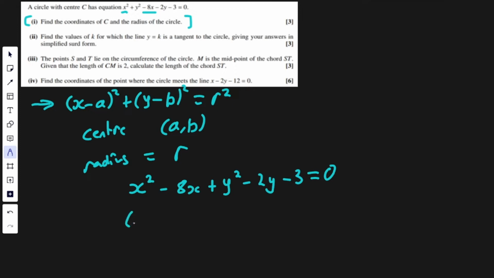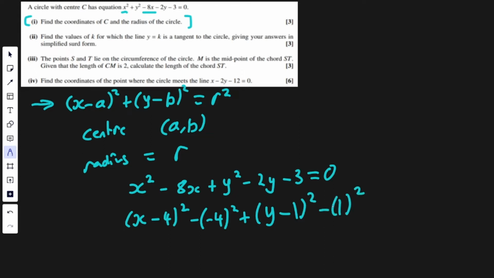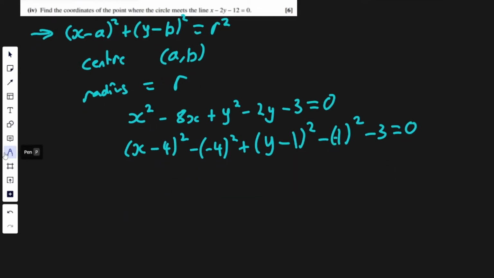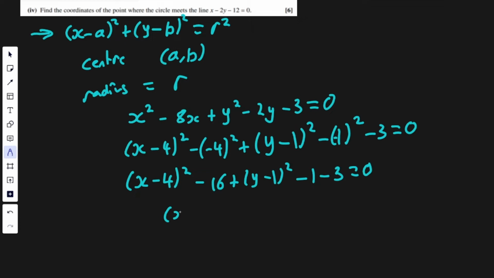Then I'm going to complete the square, so I halve the number in front of x. Half of minus 8 is minus 4, and I subtract that number squared. And likewise for the y, we subtract that number squared. Like so. Next, we simplify this, so we get (x minus 4) squared minus 16 plus (y minus 1) squared minus 1 minus 3. And we're adding that all over to the other side. We're going to get equals 20.